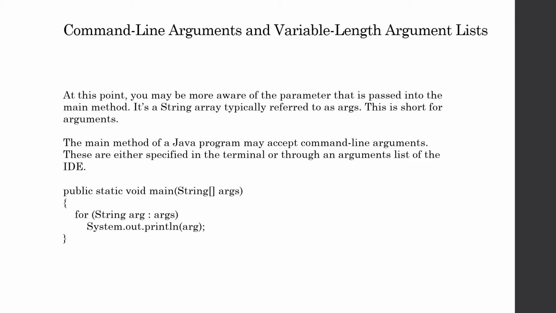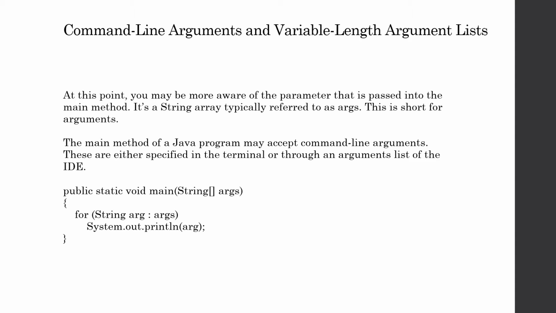So this string array that we have, we call it args. That's going to be short for arguments. This tells us that the main method of a Java program is capable of accepting command line arguments. These command line arguments can either be specified in, say, a terminal, a command prompt, maybe Windows PowerShell, or it could be through an arguments list that is provided in the IDE that you're working in.